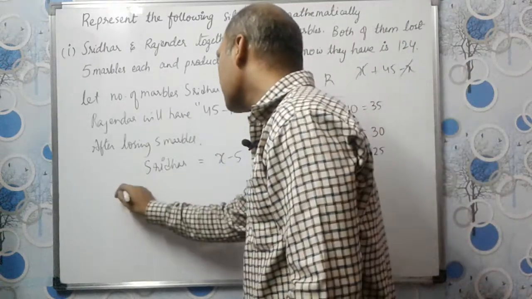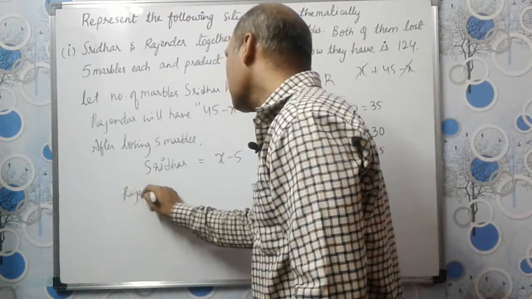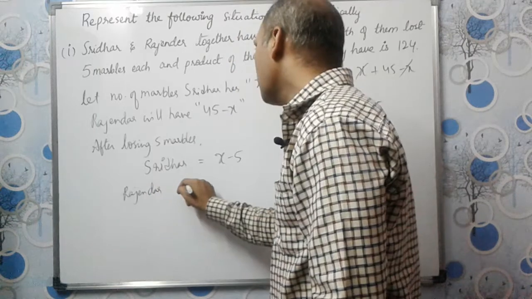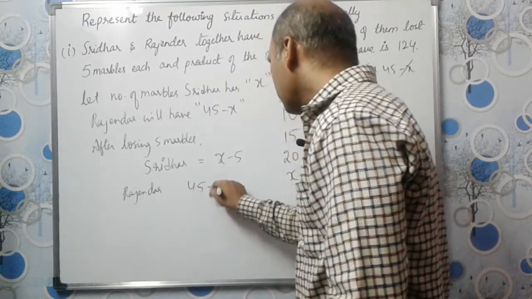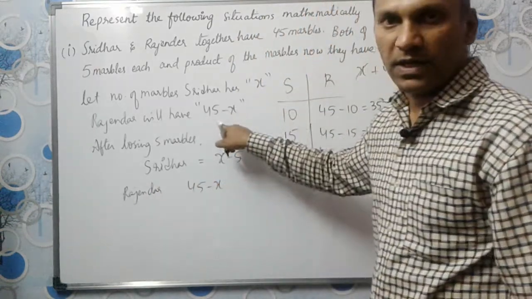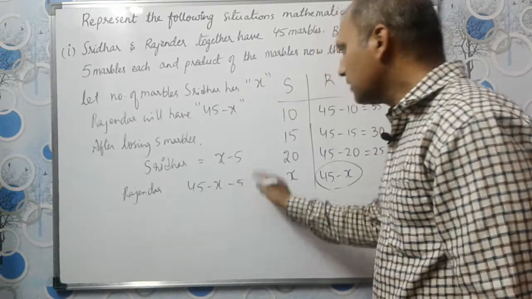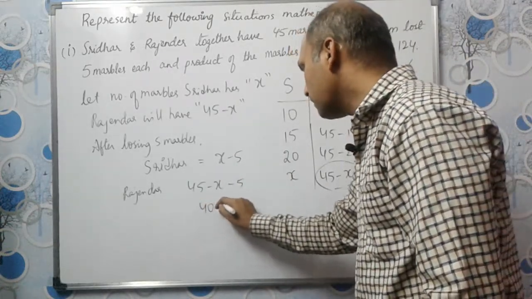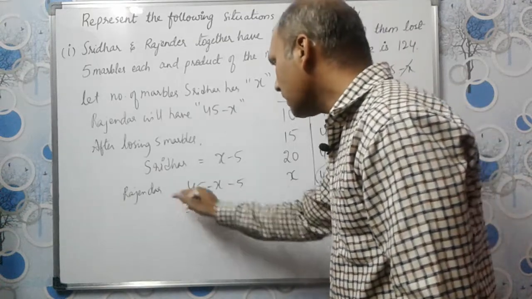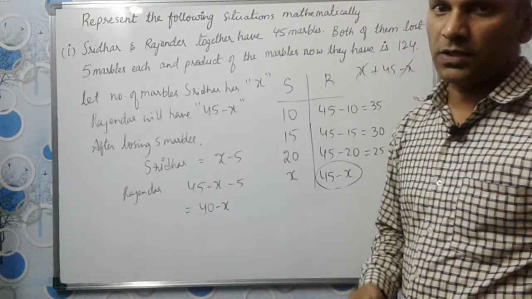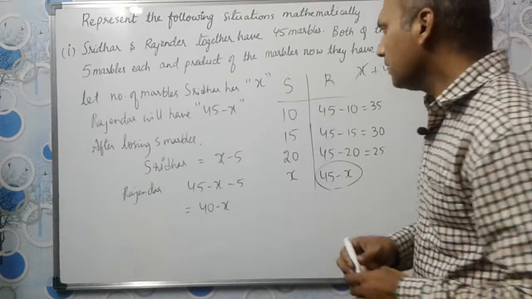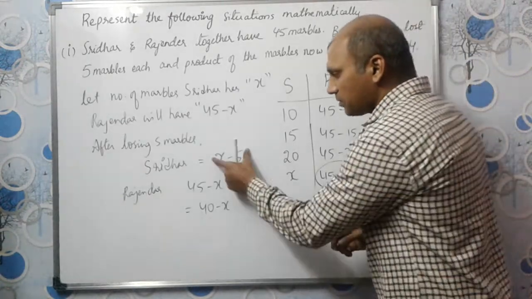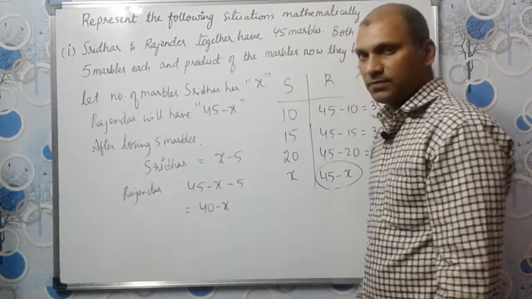How many marbles will Rajendra have? Initially he had 45 minus x. He lost 5 marbles, so minus 5. 45 minus 5 is how much? 40. So 40 minus x. Now Rajendra has this many marbles, 40 minus x. I hope this is clear. x minus 5 and 40 minus x.